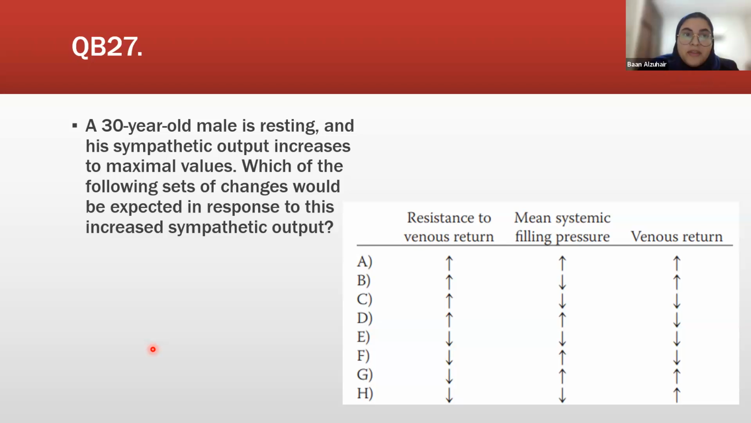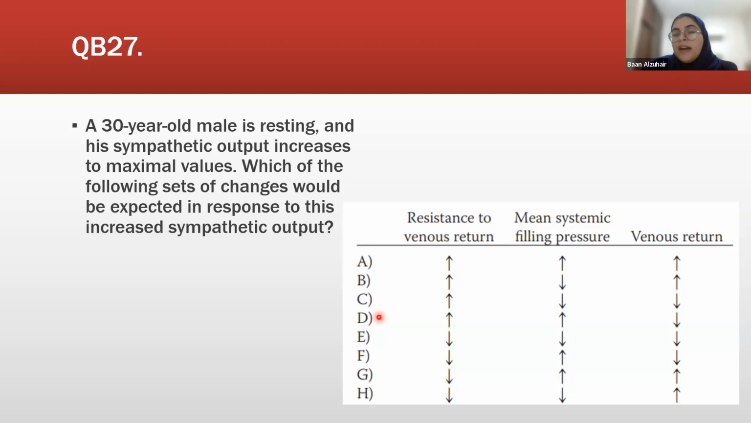Everything is high. So during an increase in sympathetic output to maximal values, several changes occur. First, the mean systemic filling pressure increases a lot. But at the same time, the resistance to venous return also increases. The venous return increases also because of the vasoconstriction from the sympathetic outflow.